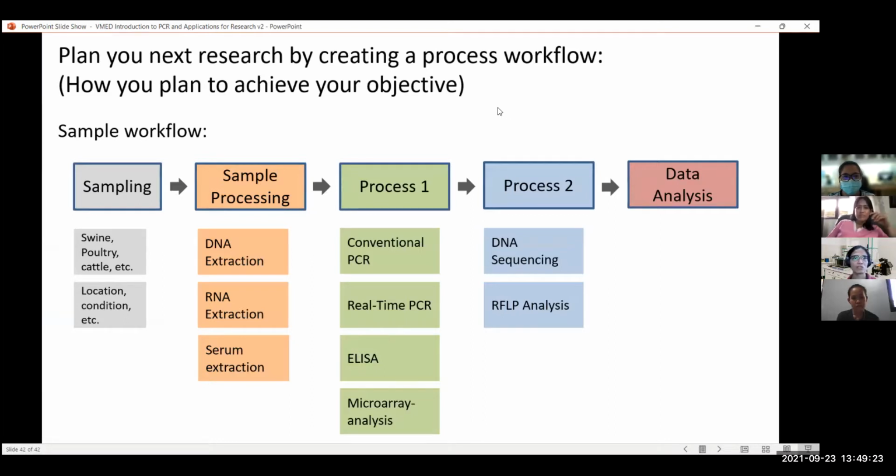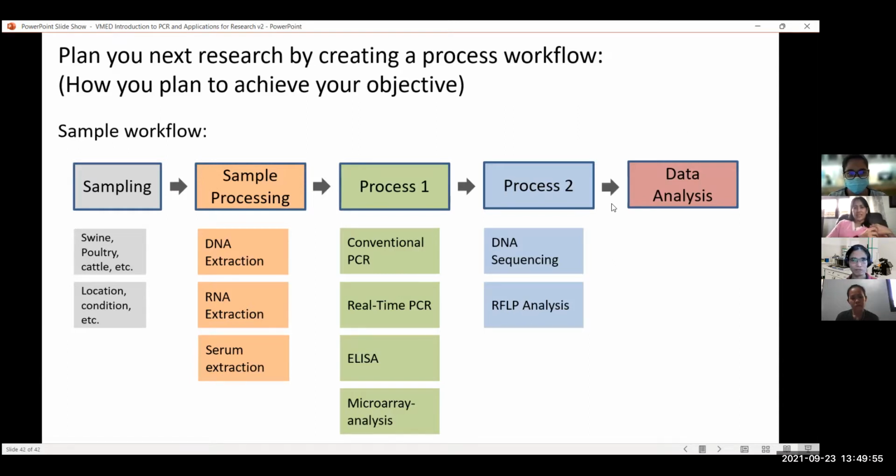Okay, so once you answer that objective, you need to do a sample workflow, which is a summary of your method. So, for example, you want to do DNA sequencing, you first proceed to sampling, then sample processing, which you can do a lot. Then you proceed to your first process, which can be a conventional PCR, real-time PCR, ELISA, anything. Then afterwards, you perform DNA sequencing analysis, RFLP, etc. Then go to data analysis.